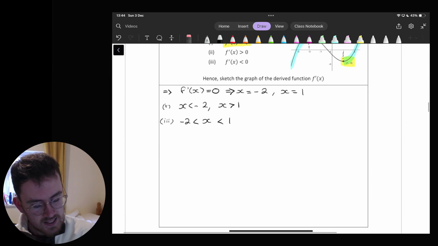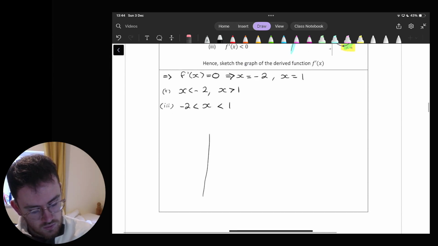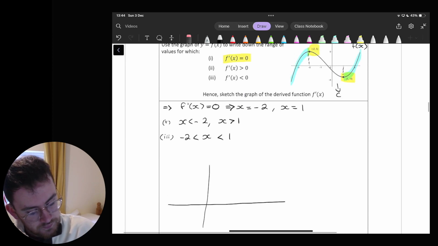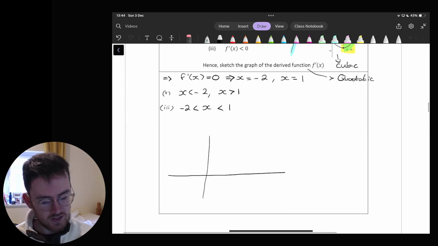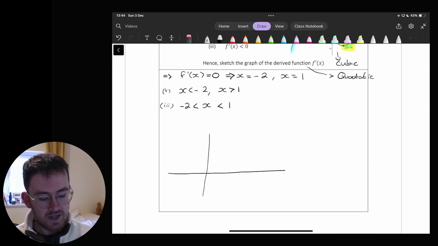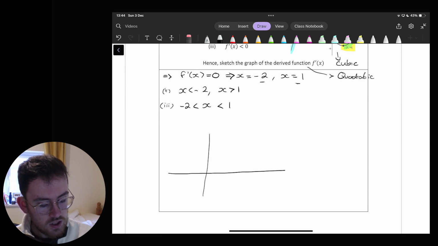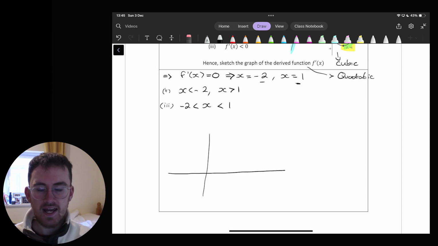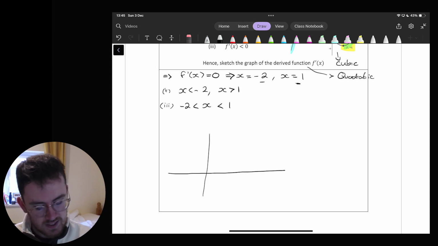Then they've asked us to sketch a graph of the derived function, so we can sketch a quick little graph, noting as well that this is a cubic. So I'm expecting the derived function will be a quadratic. My derived function is going to have roots at minus 2 and 1. Before minus 2, it's going to be positive, and after 1, it's going to be positive. It's going to be negative between those two values of minus 2 and 1.